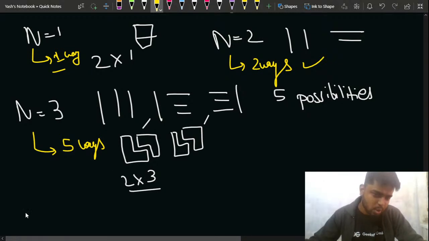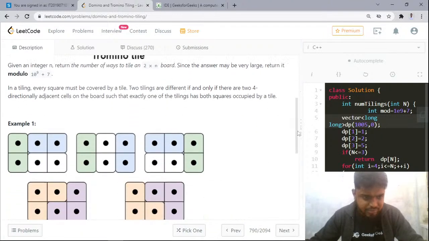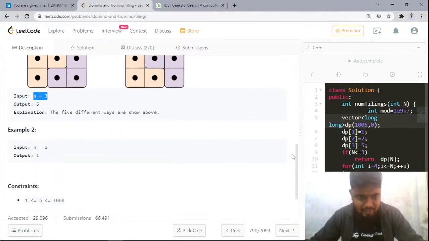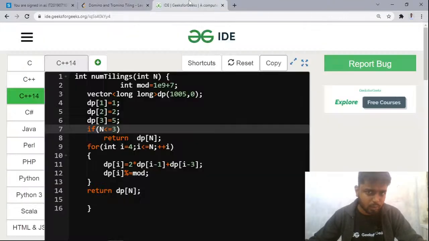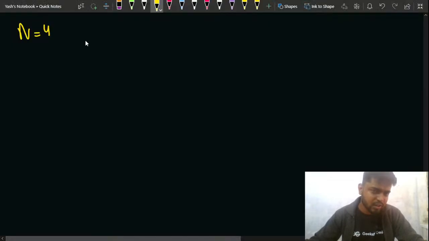Now the question comes, what will happen when n is equal to 4? What is the total number of shapes when n is equal to 4? That is the concern for us. You can see that n is equal to 3 has given us the answer. Now you have to tell me, for n is equal to 4, a 2 cross 4 size grid, what will be the total number of shapes? Can someone tell me in the chat?